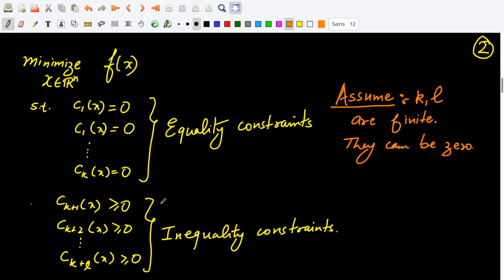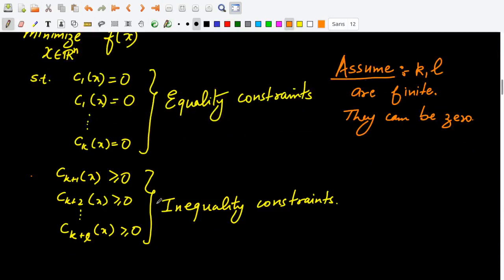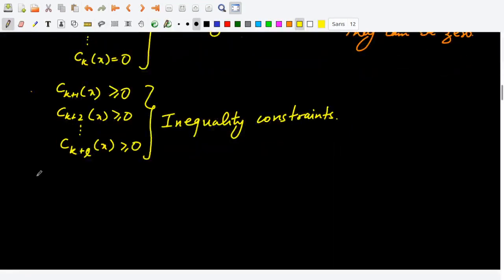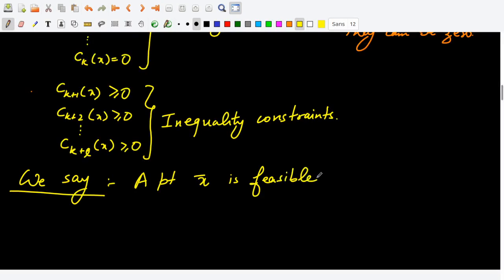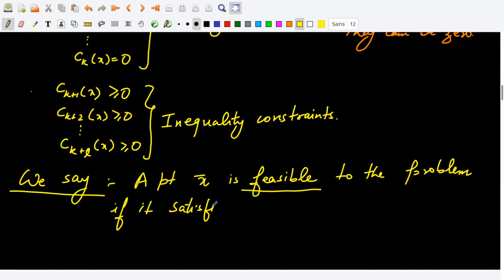So now when you have constraints, certain x's will not be allowed by these constraints. So we need a little bit more terminology. So we say a point x bar is feasible to the problem if it satisfies all the constraints.